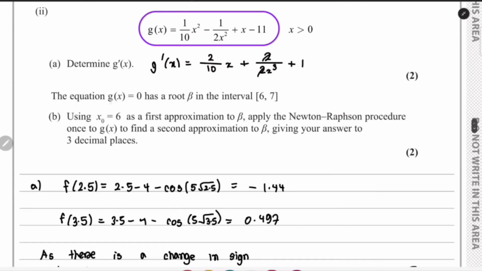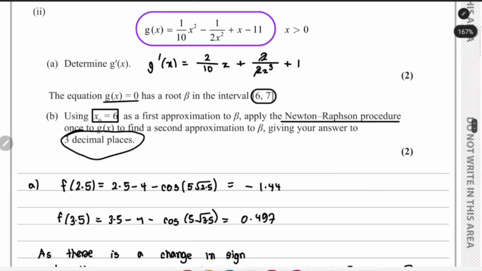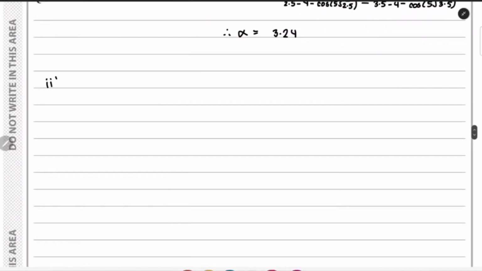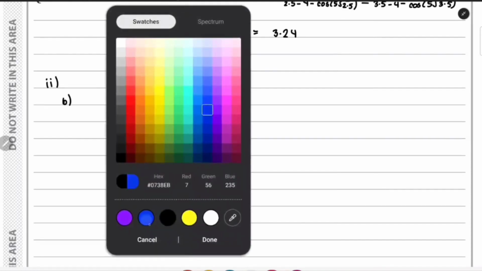Now we have the equation g of x equals to 0. We are given that there is a root in the interval 6, 7, and using x naught equals to 6, we have to use the Newton-Raphson method procedure to find the second approximation to 3 decimal places here. So 2b, we'll have a note here.